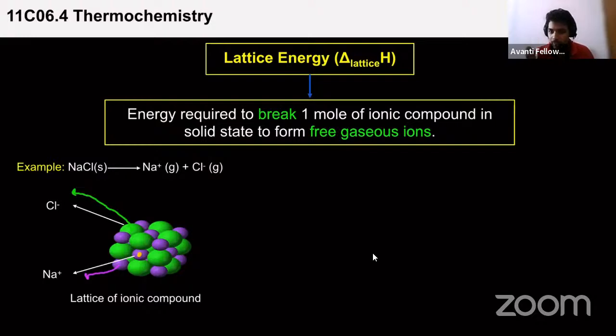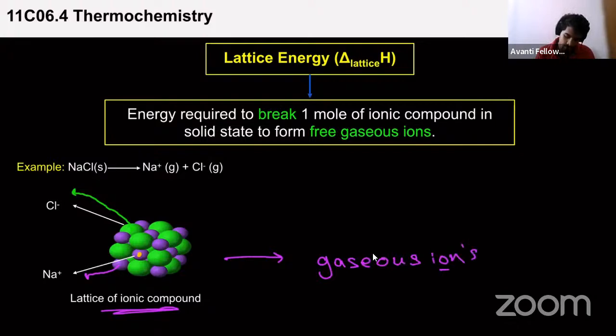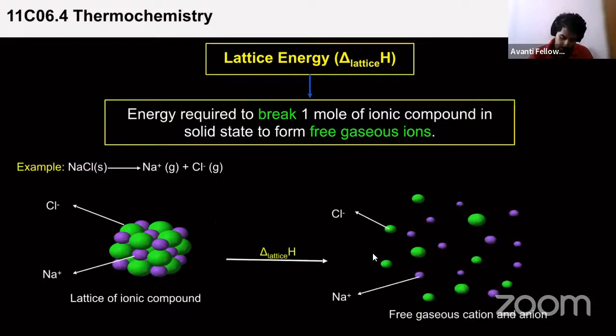And if I want to break those attractions, I need to give some energy so that they go far apart from each other. The same thing we are doing here, where I'll be providing a certain amount of energy to this 3D crystal and it will be converted into gaseous ions. How much energy I am giving is nothing but lattice energy. In this way, we'll be converting it into single atoms. This is nothing but lattice energy. Are you clear with this?